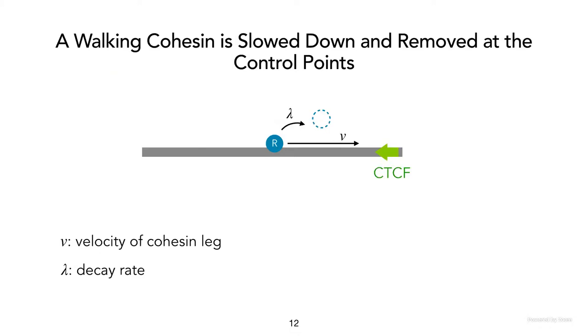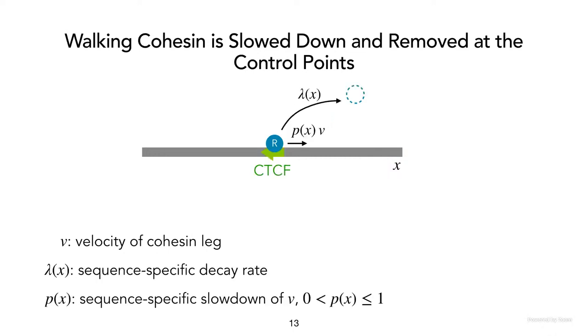So what are the parameters that we need to have? Well, the cohesin is walking, so it walks with a certain velocity v. It also can detach from the chromatin, which I'll refer to as the decay rate. But of course, there are also control points on the chromatin, which means that those parameters are sequence dependent. So once the cohesin encounters a control point, the rate of detachment, or the decay rate, will change. It will increase.